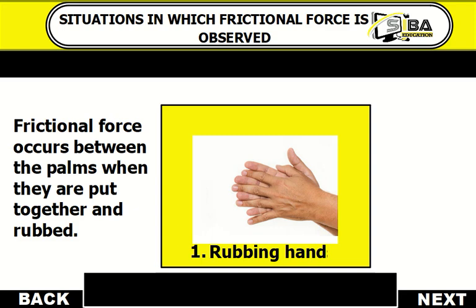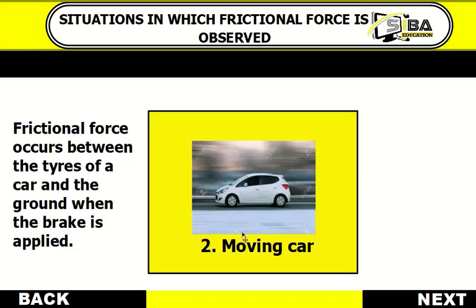Let us look at another activity which also demonstrates frictional force. Let us look at this moving car. It's a nice car. Let's see whether frictional force can also be created. Frictional force occurs between the tires of a car and the ground when the brake is applied.